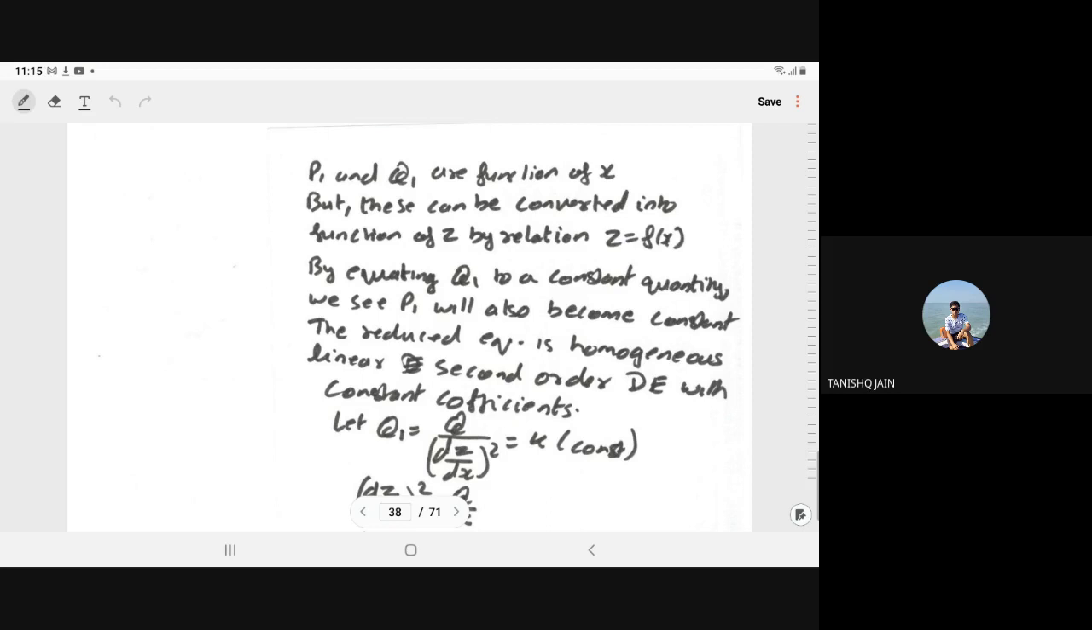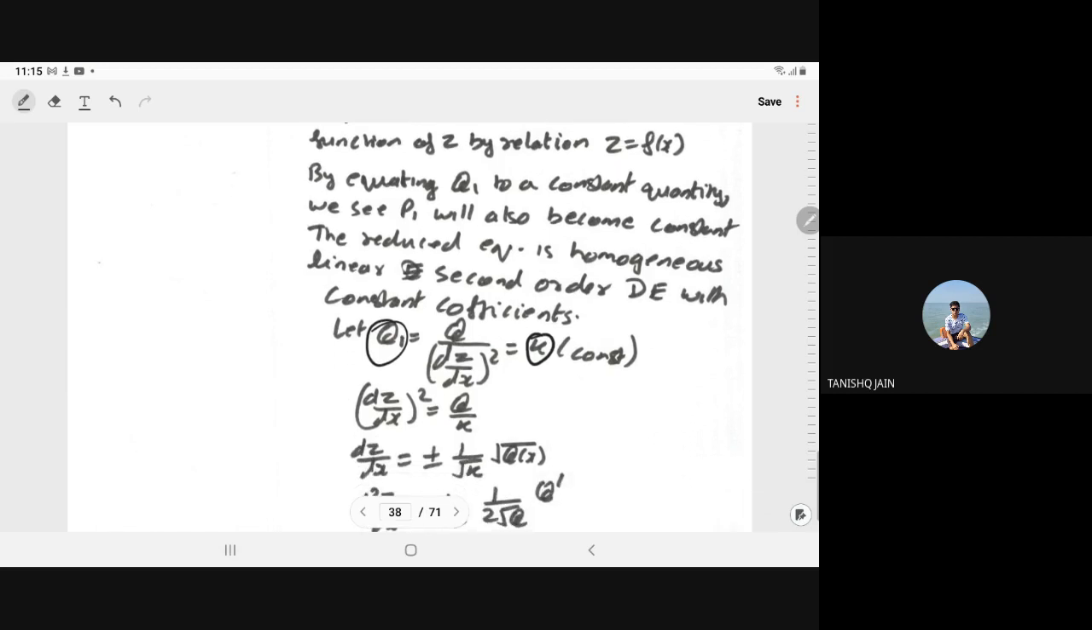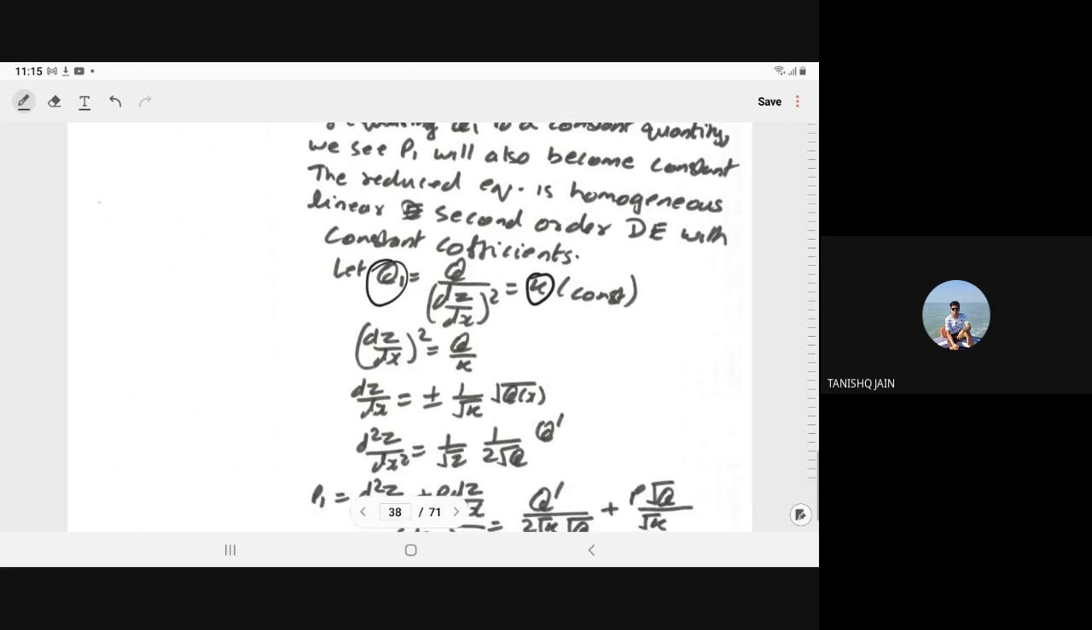So by equating q1 to a constant quantity, we see that p1 will also become a constant. It means you have to choose q1 as a constant. With that, what will come? We have (dz by dx) whole square is equal to q upon k, or dz by dx is equal to plus minus 1 upon square root of k into square root of q.